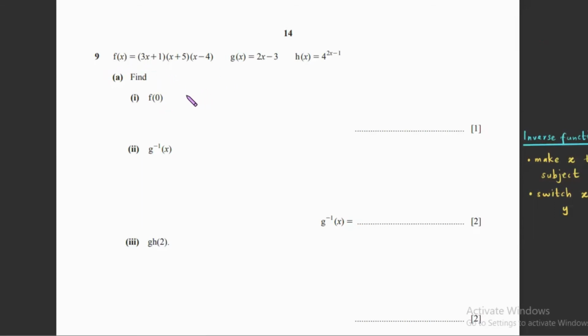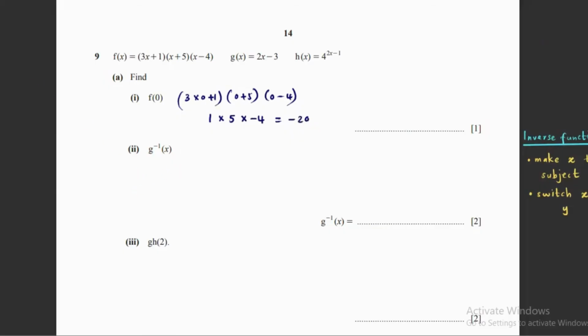So we have 3 times x, so it's going to be 3 times 0 plus 1. And then I have 0 plus 5. And then I have 0 minus 4. So I'm going to solve this. 3 times 0 plus 1 will be a 1, times 0 plus 5, which is a 5, and then I need to multiply it with this minus 4. When I do that, I get minus 20.